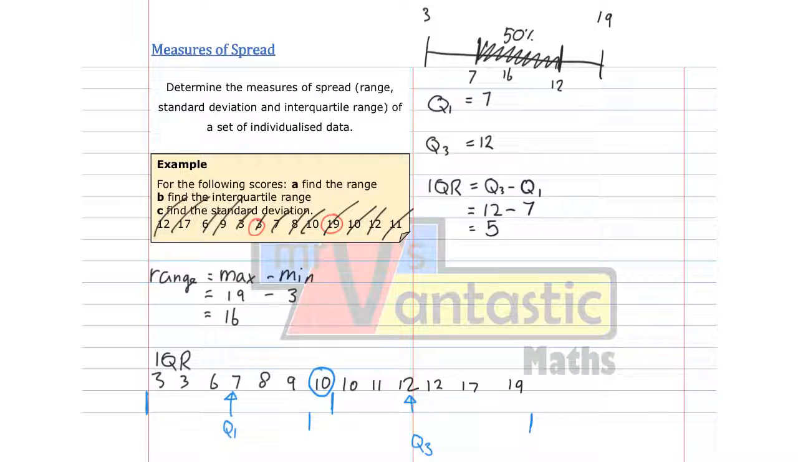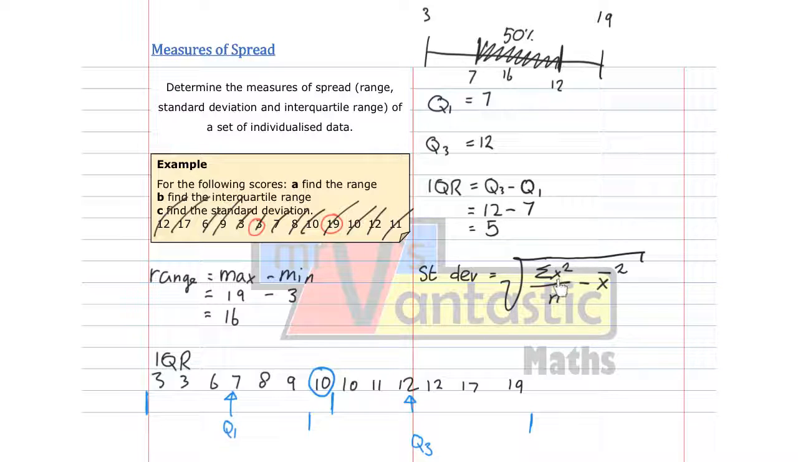Our last method is to use the standard deviation. Now, for standard deviation, we have a rule, and that rule is the square root of the sum of x squared divided by n, minus the mean squared. It's a pretty big and complicated rule. We'll take this into bits. First, we'll look at this sum of x squared.